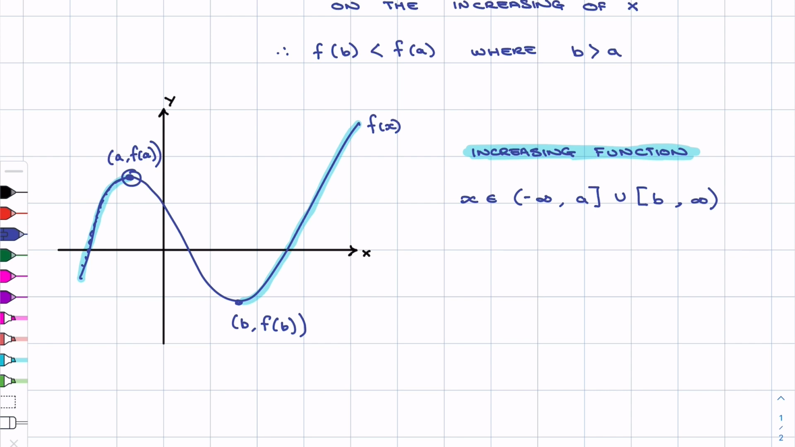I just want to highlight here that it is very important that we use these inclusive brackets for where the turning points are for increasing functions.